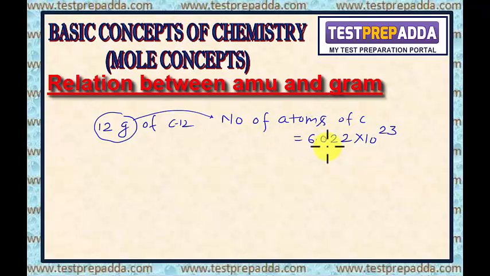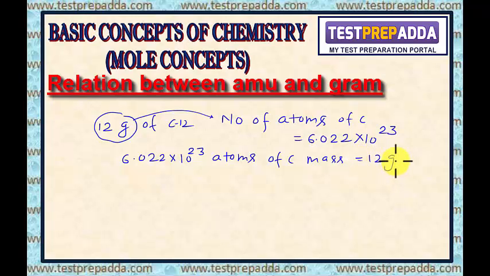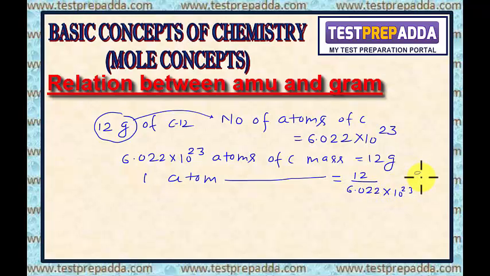Now I can say here 6.022 into 10 raised to 23 atoms of carbon. The mass is 12 gram. Okay, so these many atoms have got this much of mass. So one atom of carbon mass will be how much? 12 upon 6.022 into 10 raised to 23.